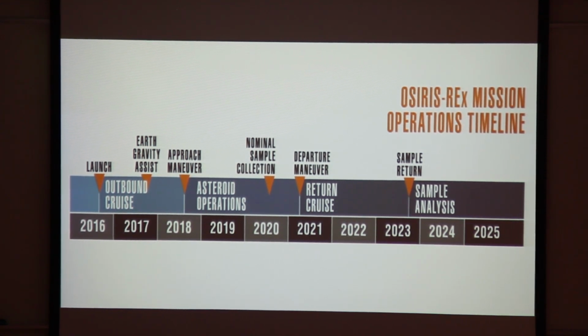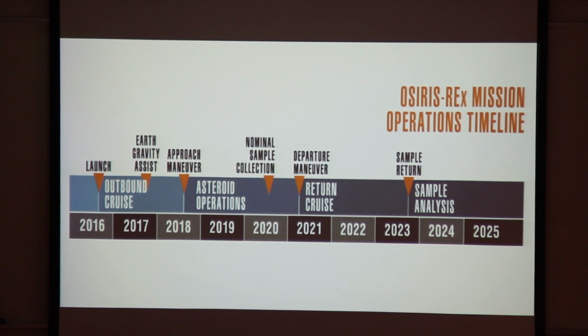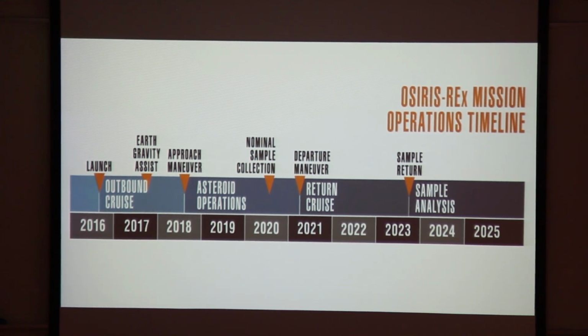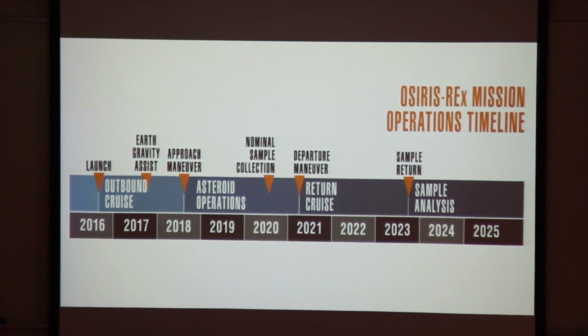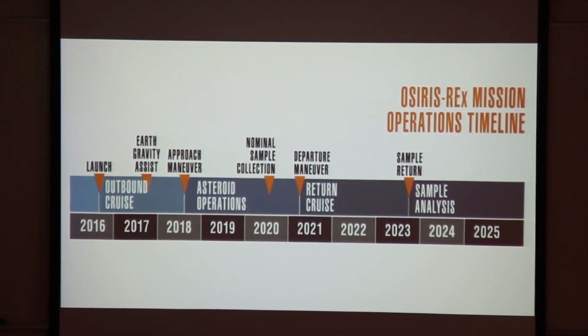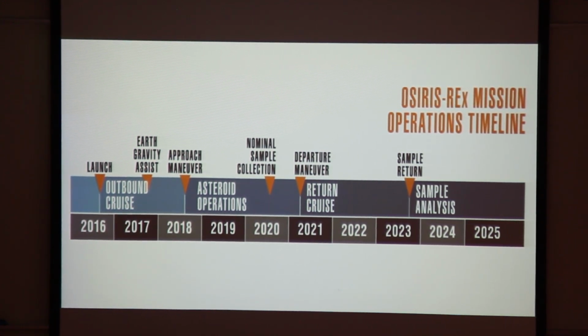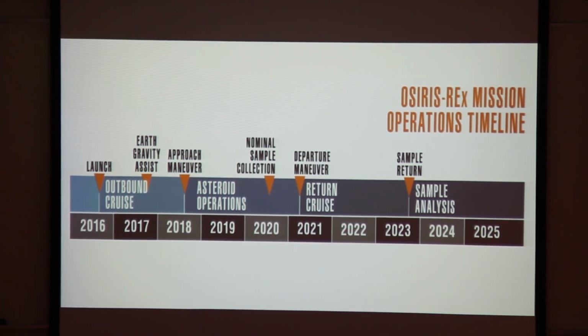near the poles. And you should not have a lot of boulders which could damage the spacecraft in case. So now we are in the phase of selecting sample sites. And later on this year, we would transition to the final sampling site. And then next year, in July 2020, would be the sample acquisition.